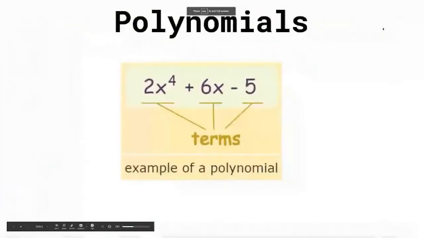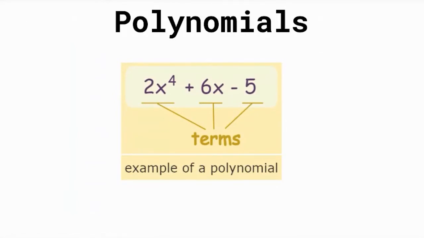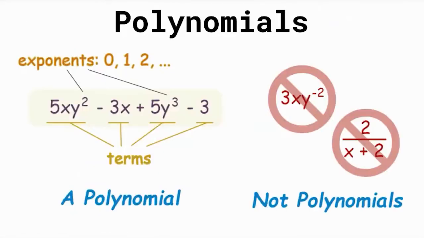So polynomial, poly means many, nomials means terms. So that's what that says right there, polynomials. And there's multiple terms in there. And the terms always have to have a positive integer value for the exponent.